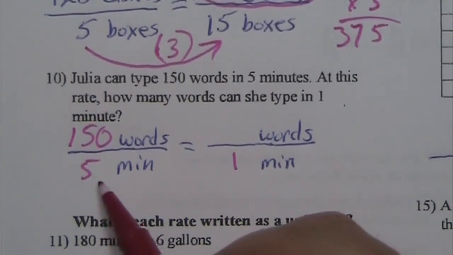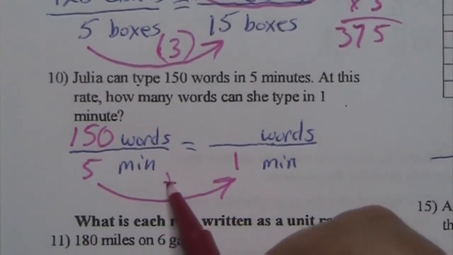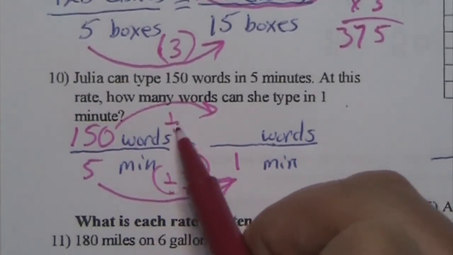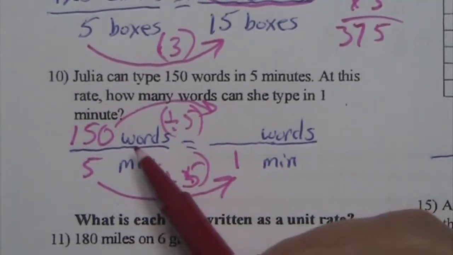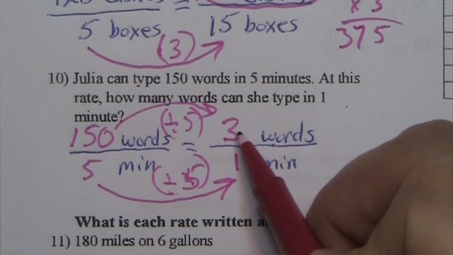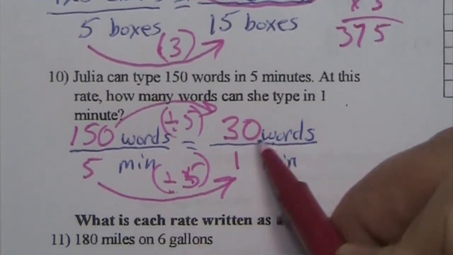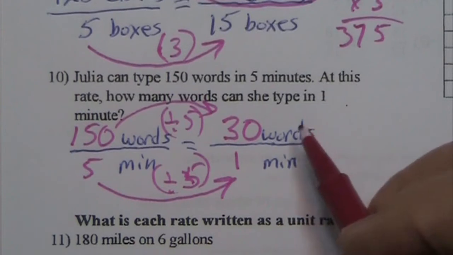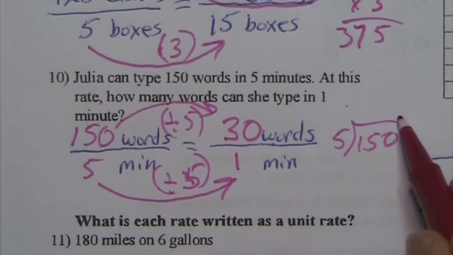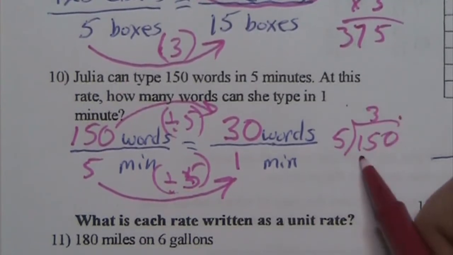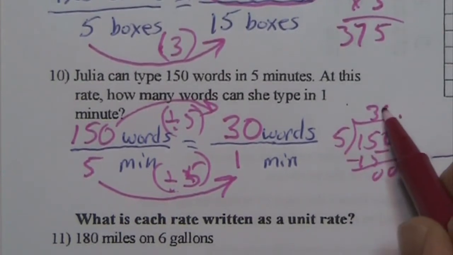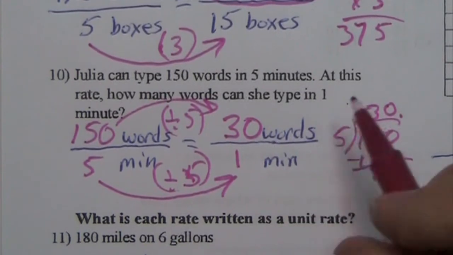So, to go from 5 to 1, I divide by 5. So you have to do the same to the top. You divide by 5. And 150 divided by 5 is, is it 30? 30 words? Let's double check that. 150 divided by 5. 5 goes into 15 3 times. 3 times 5 is 15. Bring down the 0. 5 does not go into 0. 30. 30 words.